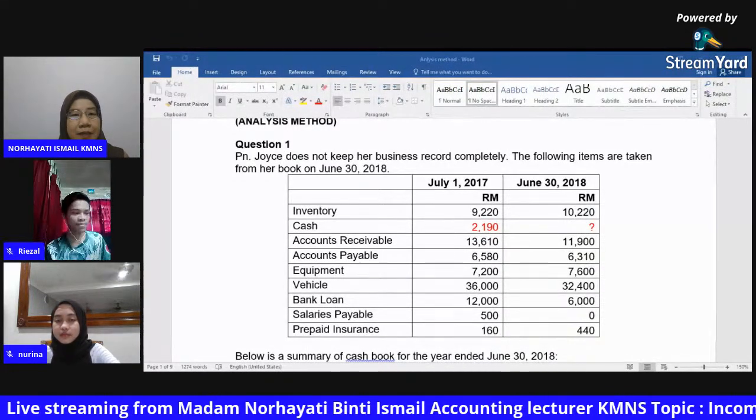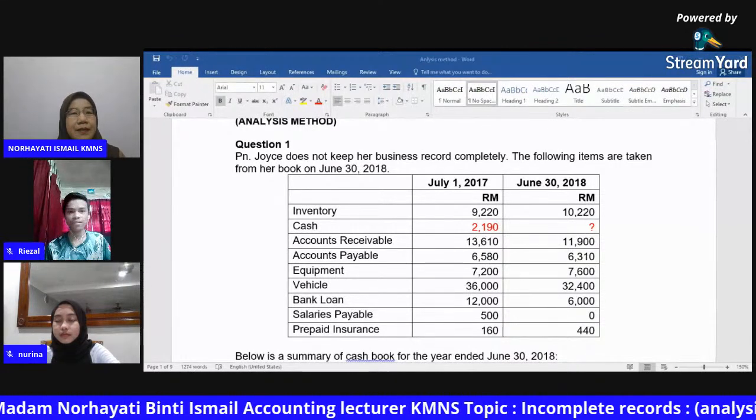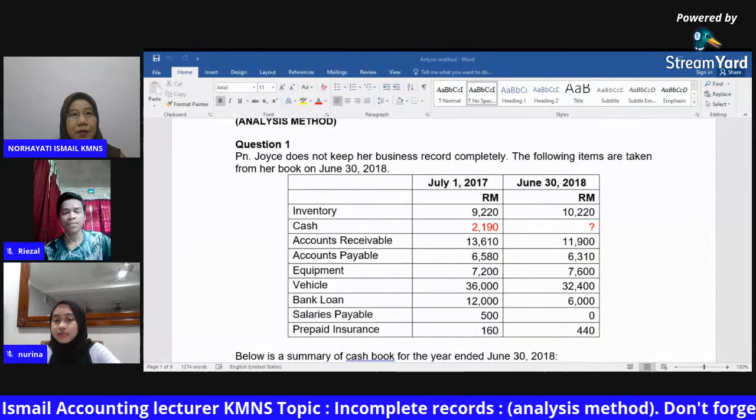Okay, tanpa membuang masa, saya menjemput saudara Rizal untuk membacakan doa. Dipersilakan.